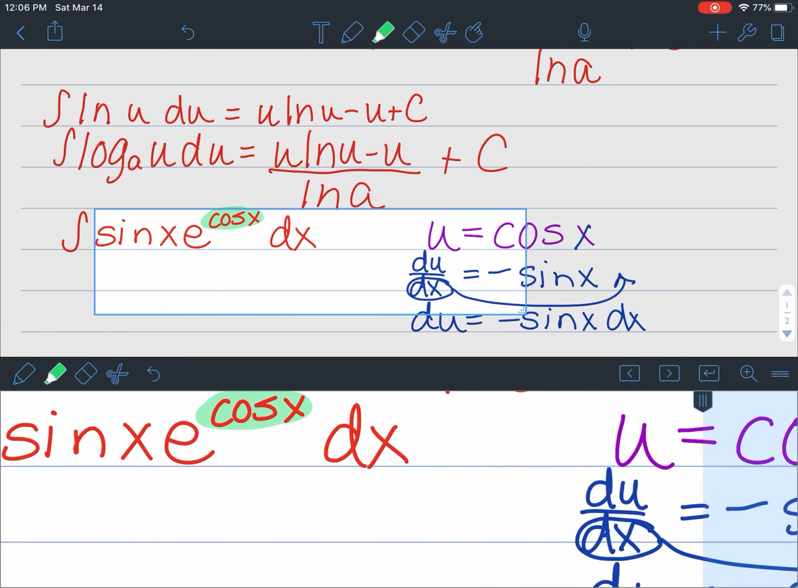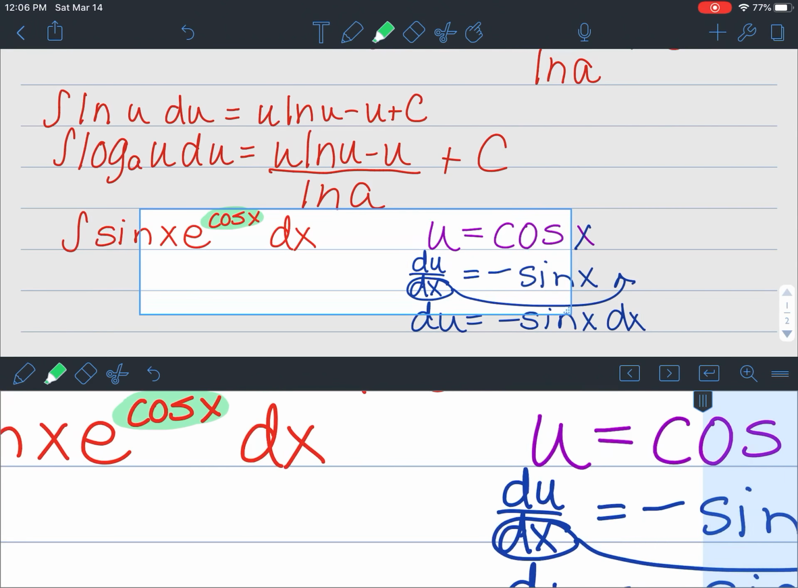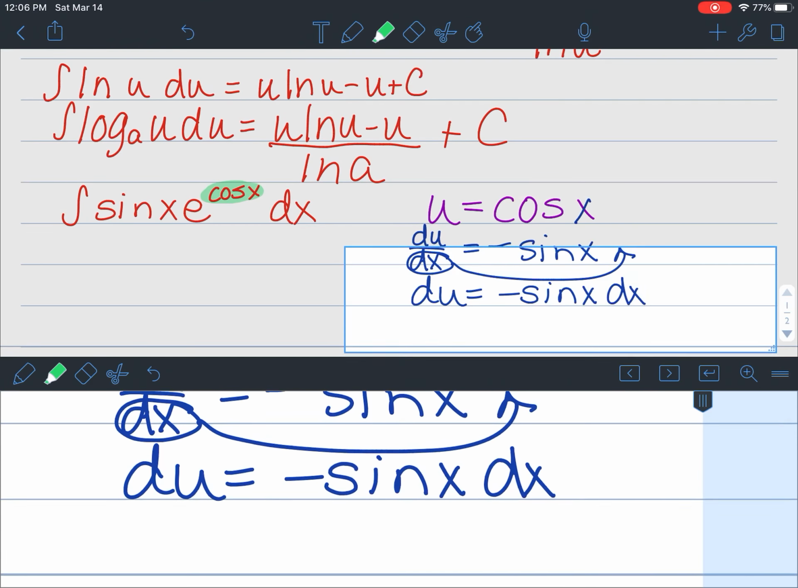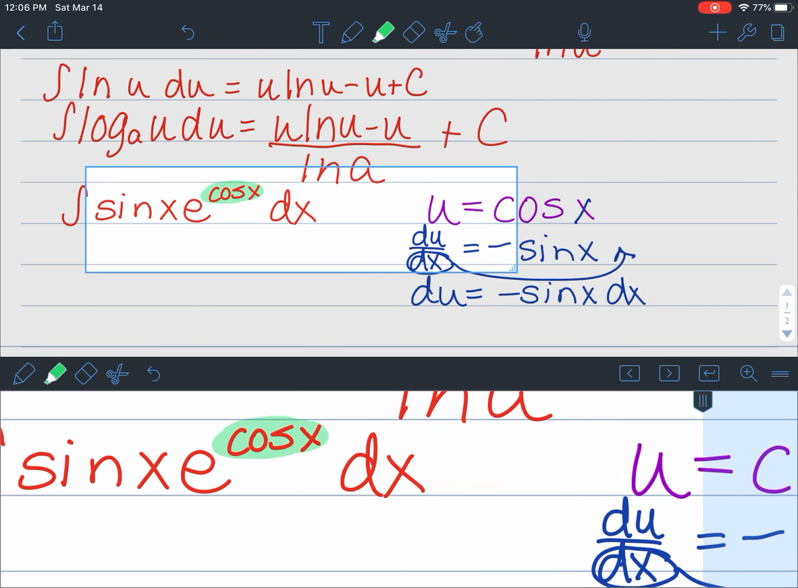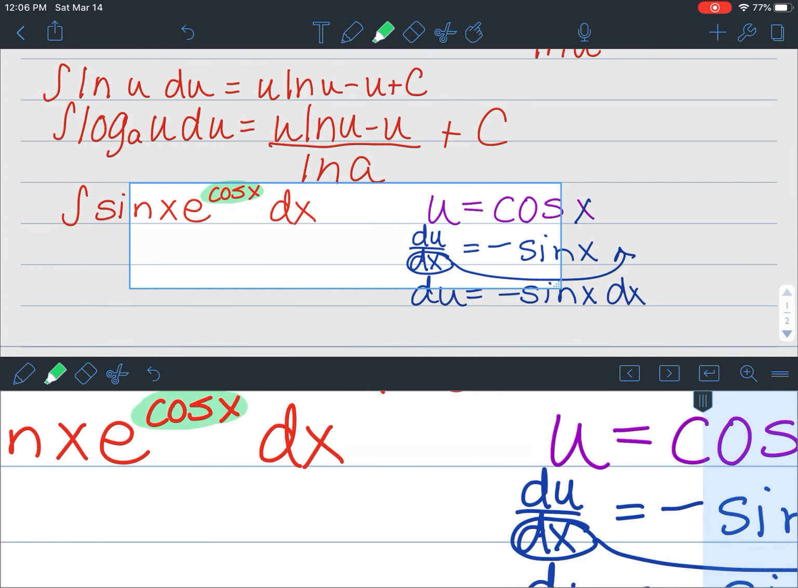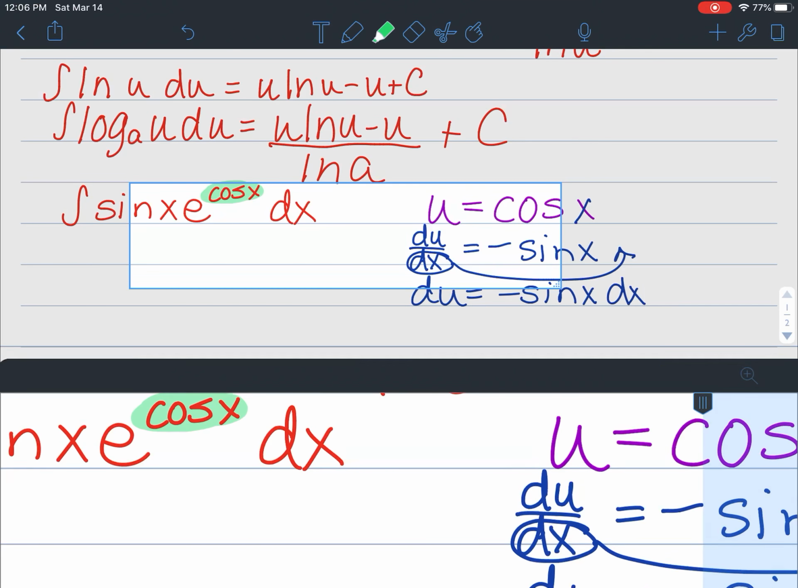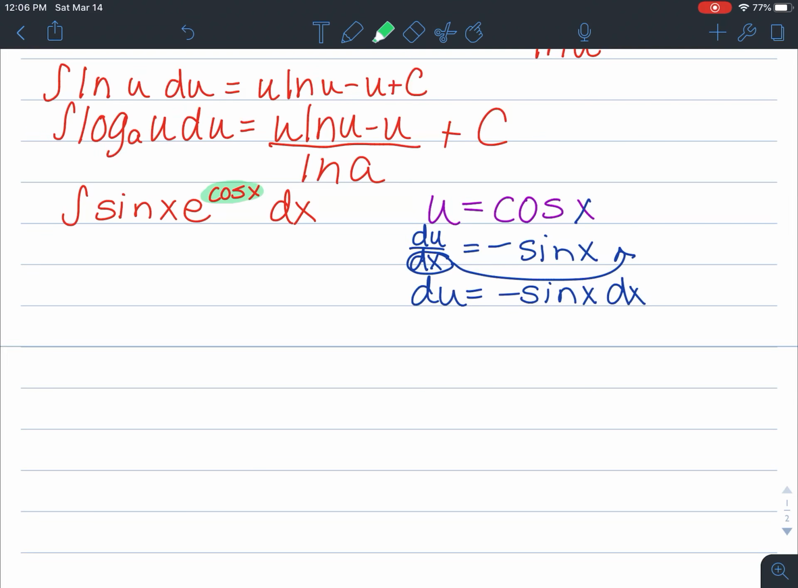Okay, so if you look over here, I see a sine x, and I see a sine x here. So watch what we're going to do here. I need to make this bigger. I can't make it bigger. Okay, forget that. I'll just shrink it. So u is going to go in for cosine x. So right here, I'm going to take this cosine and replace it with u. It's going to make my life easier, I promise. So this is going to be e to the u.